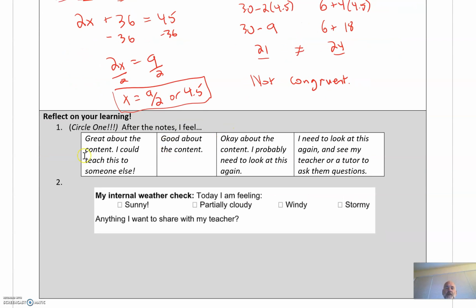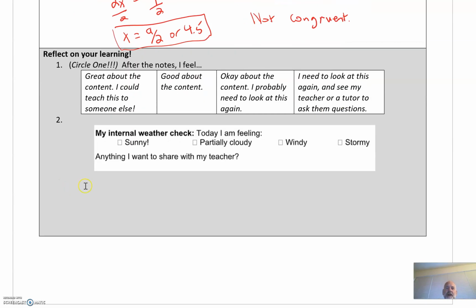So after the notes, why don't you circle one of these for yourself, how you feel about this content. And then just a little intro weather check. How are you doing? Today I'm feeling, and let us know how you're feeling. And anything else you want to share with your teacher, you can put at the bottom. It'll be in your private OneNote so other students won't see it.